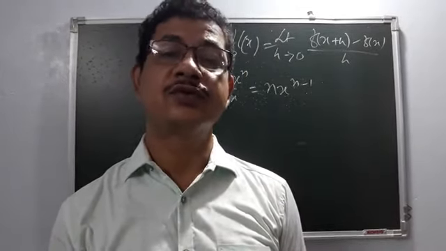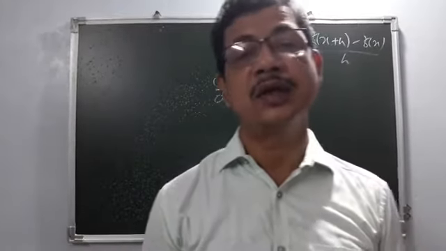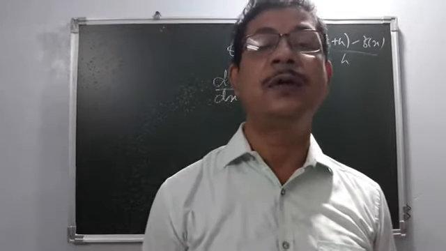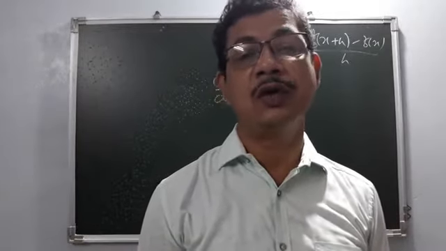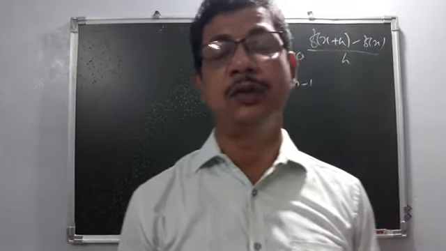Differentiation of cot x is minus cosec square x. Differentiation of sec x is sec x tan x. Differentiation of cosec x is minus cot x cosec x. That is for the trigonometrical functions also.